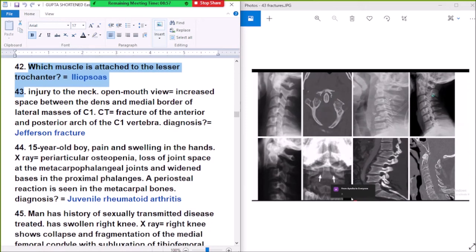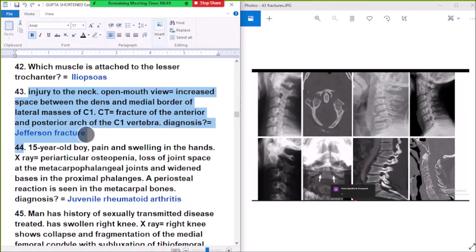Question 43. Injury to the neck. Open mouth view shows increased space between the dens and the medial border of the lateral masses of C1. CT shows fracture of the anterior and posterior arch of the C1 vertebra. Diagnosis: Jefferson fracture.